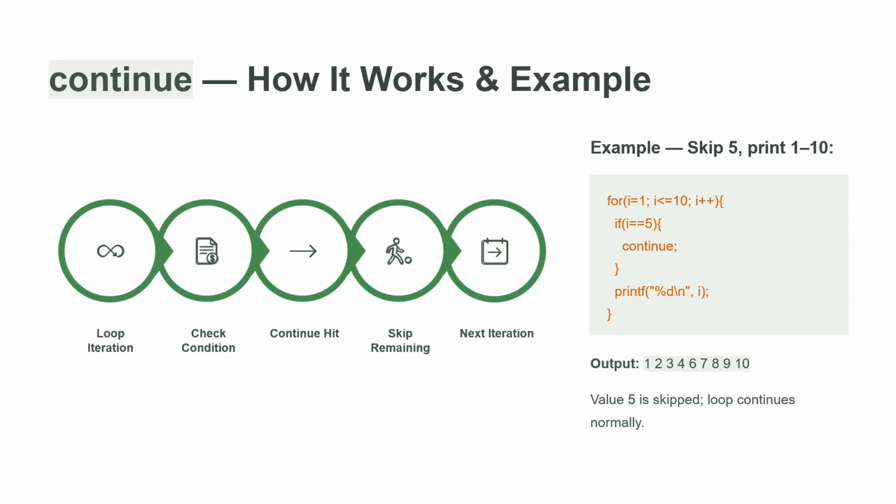So 1, 2, 3, 4, till 4 it will be running. When coming to the value 5, if i equal to 5, continue. So I have to skip the value of 5 and then continue with the increment, 6. So i will become 6. So on, all the statements will be continued till 10.